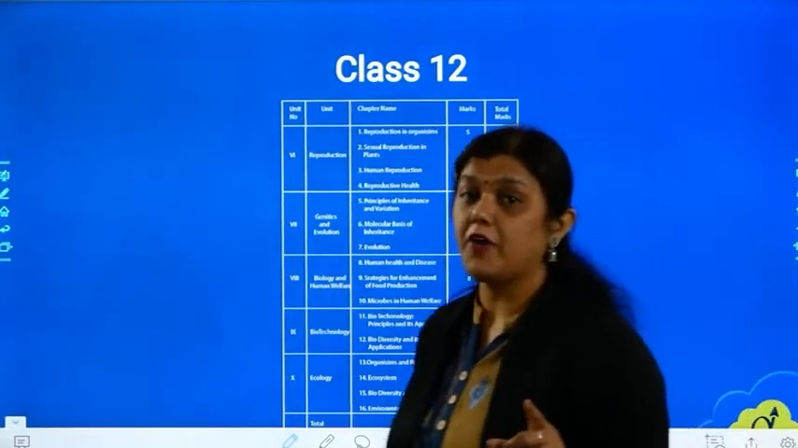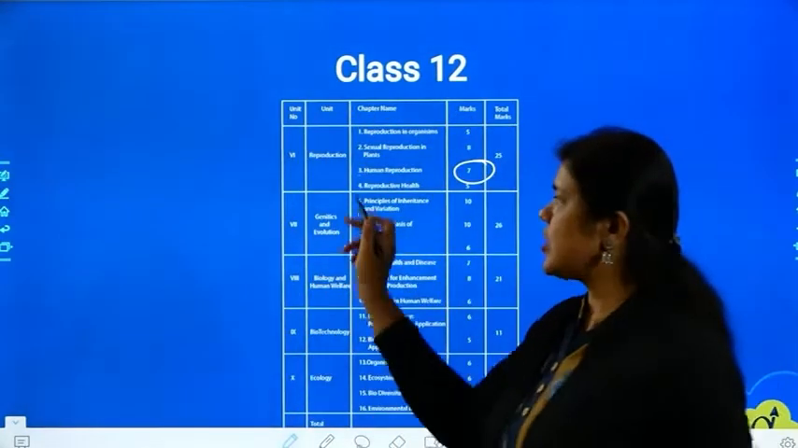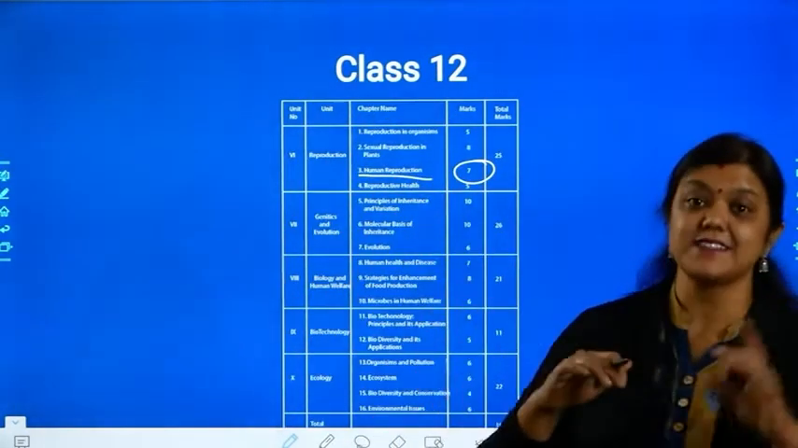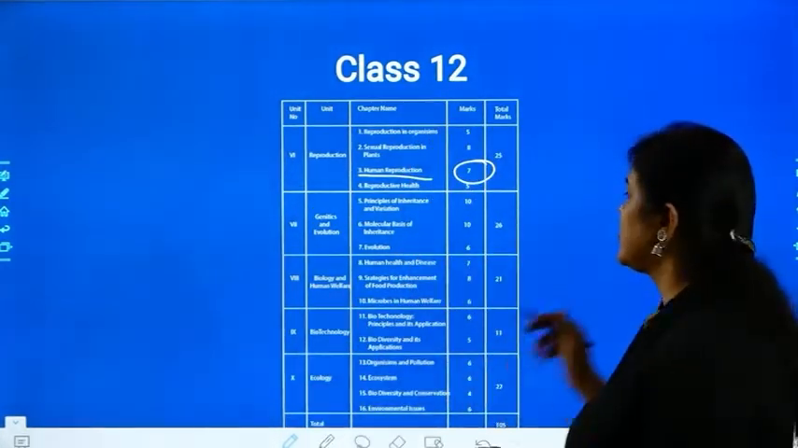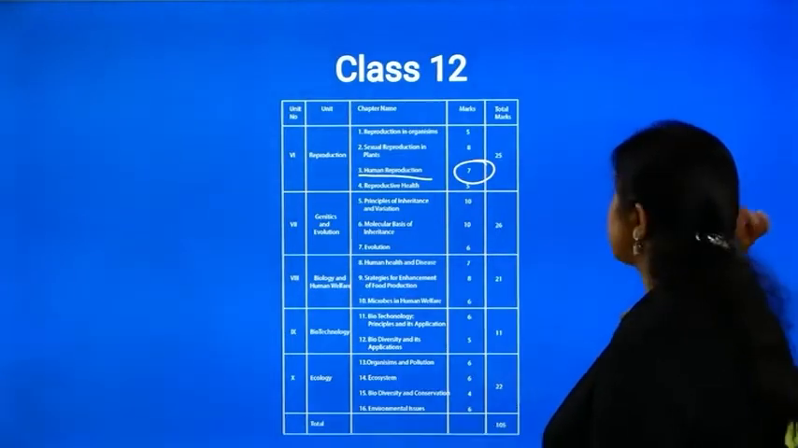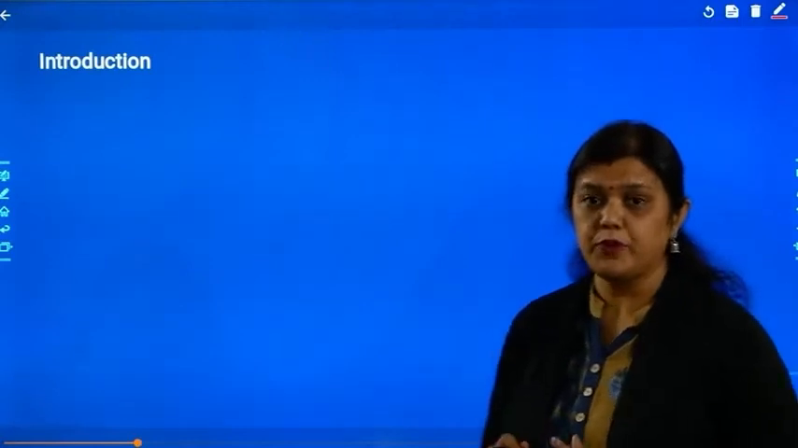Sexual reproduction in flowering plants was having 8 marks of weightage as per your board pattern. But this chapter, human reproduction, is having the second highest, that is 7 marks of weightage. That is also quite a lot, so let us not ignore it, and we'll start with this. So let us start with the chapter of human reproduction.